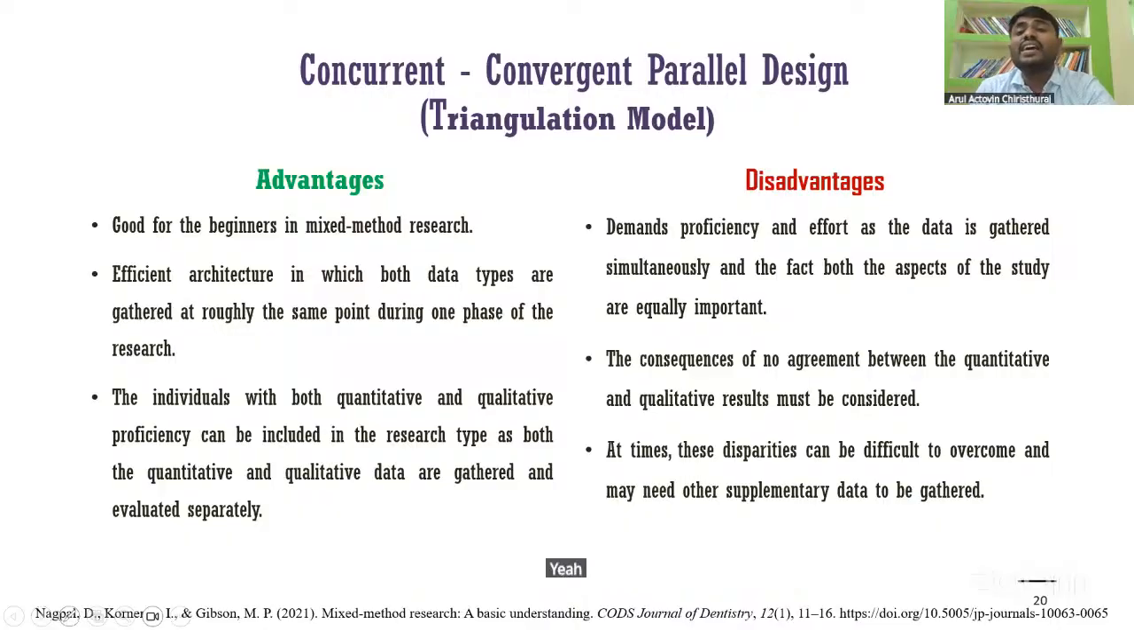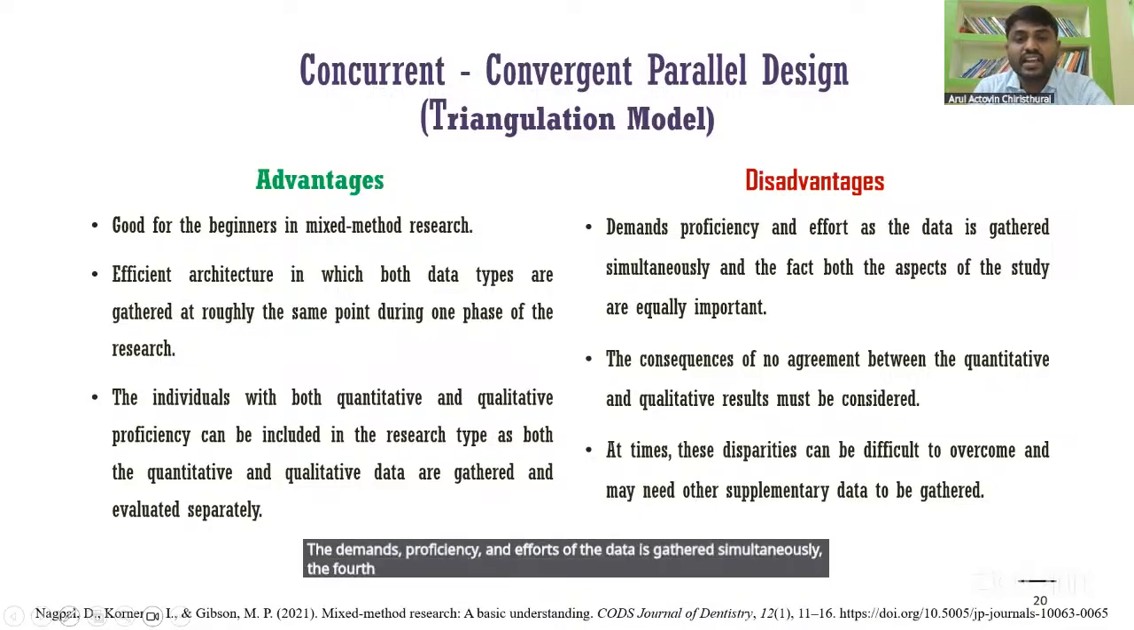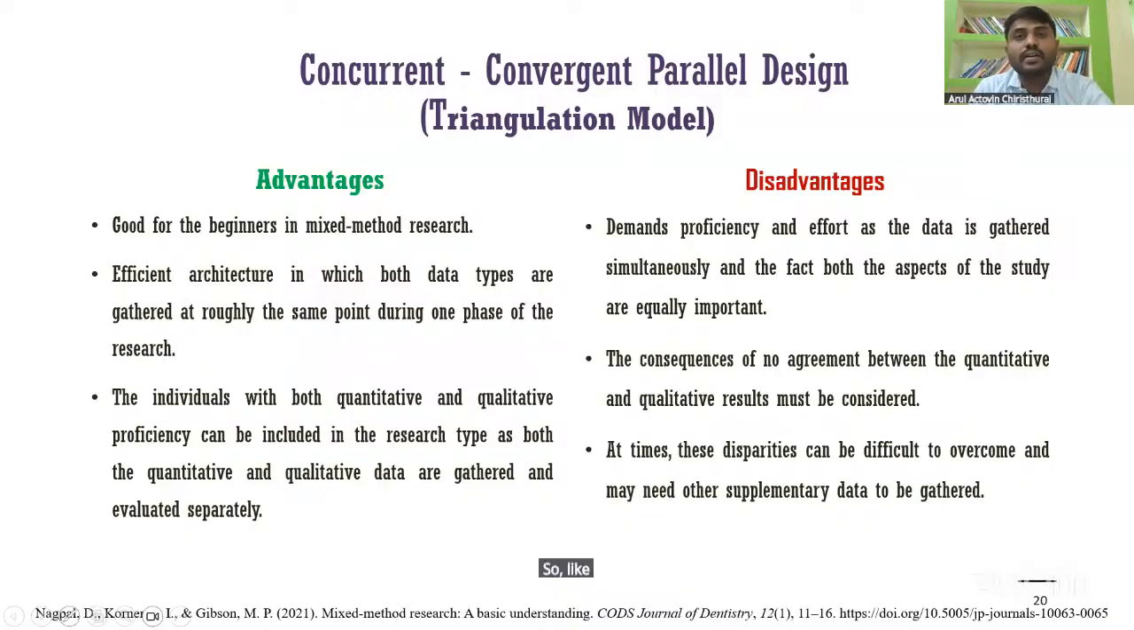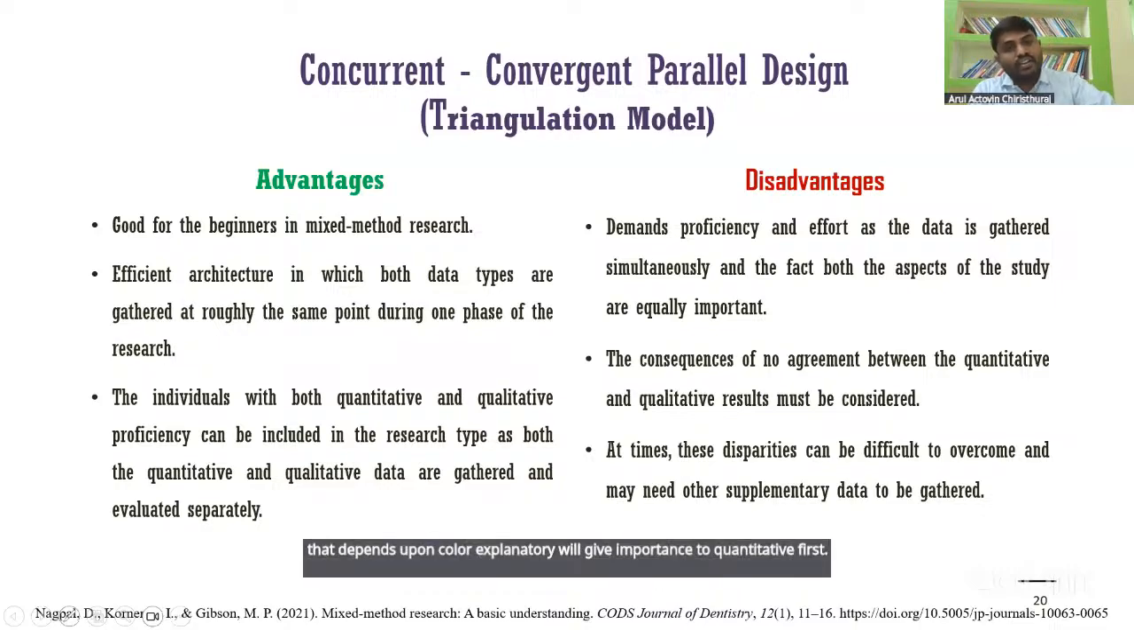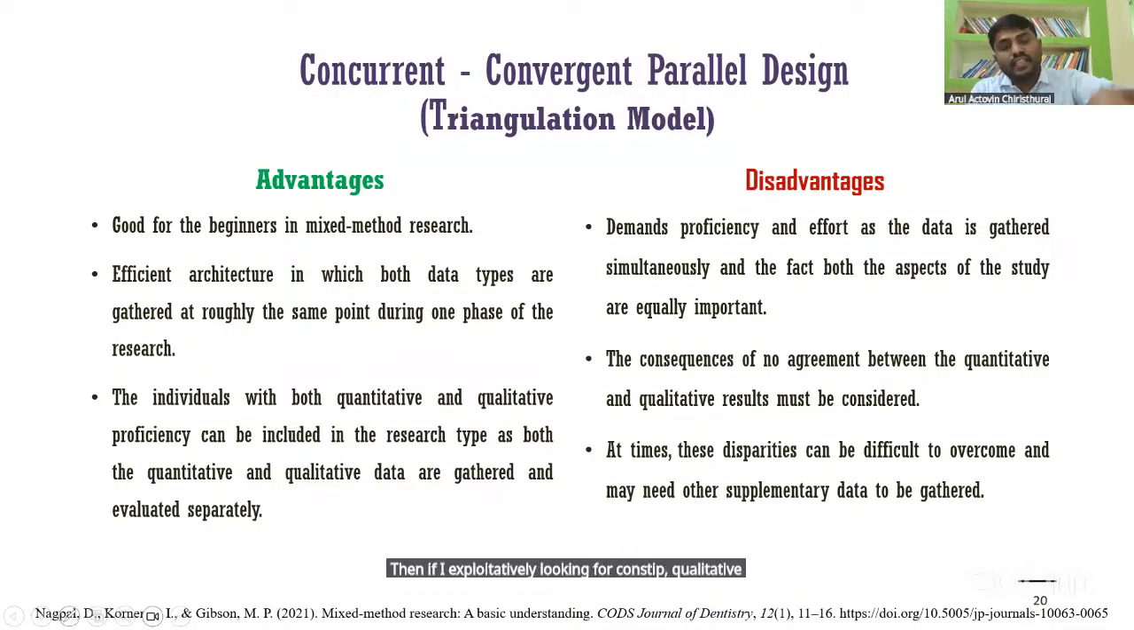So what are the cons, the disadvantages of this particular design? It demands proficiency and effort, as the data is gathered simultaneously, and both aspects of the study are equally important. Like the previous methods, where we give importance to either quantitative or qualitative: for explanatory, we give importance to quantitative first, then for exploratory, we give importance to qualitative, and only then does the other method come. But here, we have to give both equal importance.